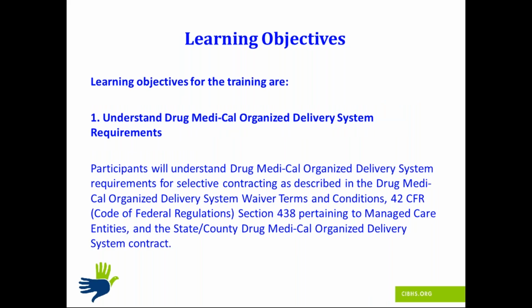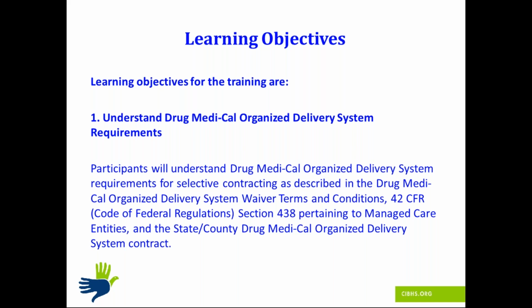So the learning objective under this is to understand the Drug Medi-Cal Organized Delivery System requirements. And this is really important stuff. The ODS comes down from the federal level. It starts with Health and Human Services, who decided that there would be a continuum of services for substance use disorder patients for the first time, and that's what the ODS is all about. They turn it over to a federal agency, CMS, the Centers for Medicare and Medicaid Services, and they come up with the terms and conditions under which services will be provided. And the terms and conditions become our guidance in terms of how the ODS will eventually work out at the local level.